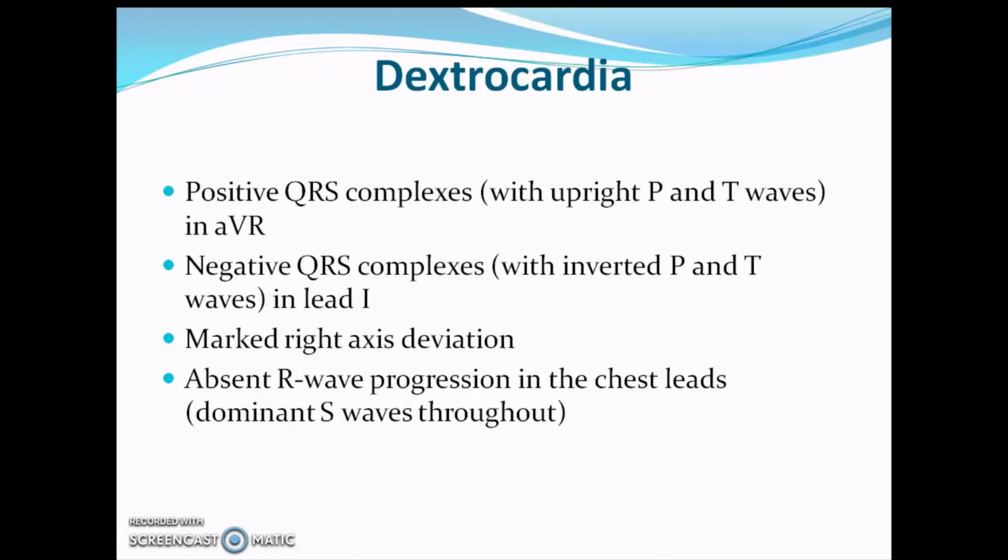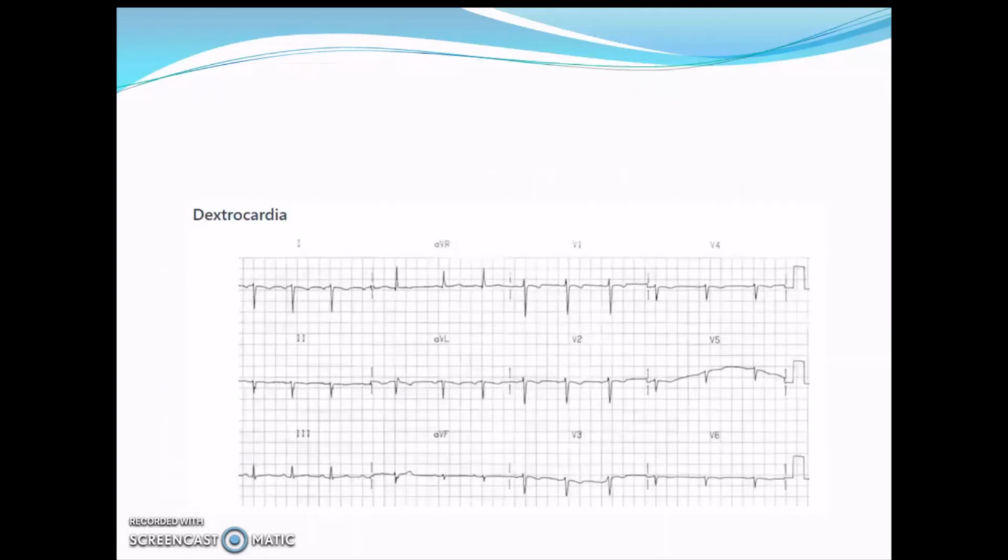Here there will be absent R wave progression. So four features: positive QRS complex in AVR, negative complexes in lead 1, that is left sided leads, right axis deviation, and absent R wave progression. So this is an ECG showing dextrocardia. Here the QRS complex is negative in lead 1, whereas it is positive in AVR, and the R wave progression is poor.